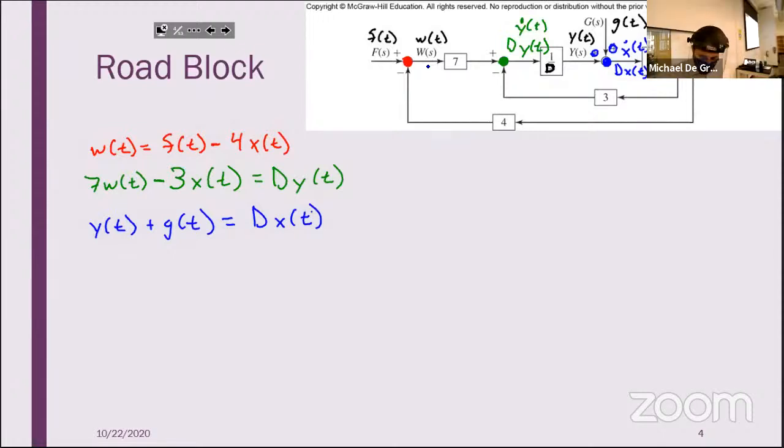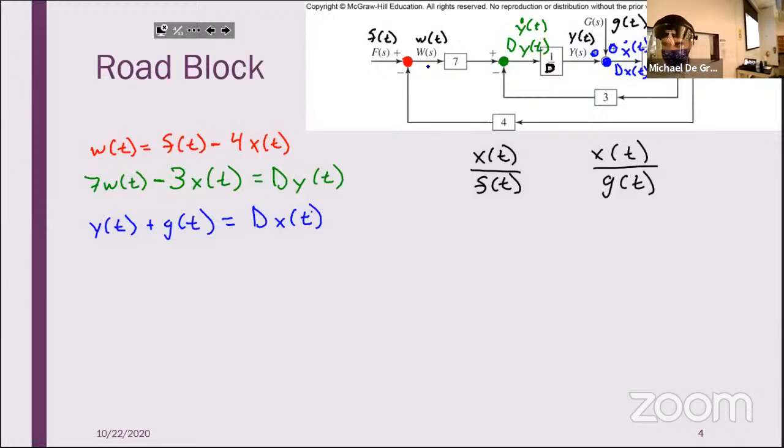So we can start doing some algebra here. What we want to get at the end of this is x of t over f of t. So we want this transfer function. But actually, we've got two things that we want to get, because I've got two inputs. I've got g of t and I have f of t, so I need one transfer function for each. So let's just do the math first, and then we'll come back to that.